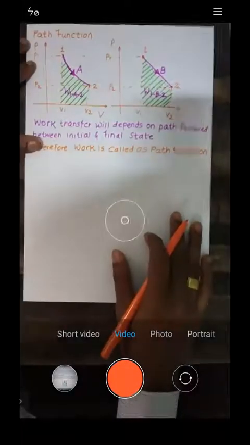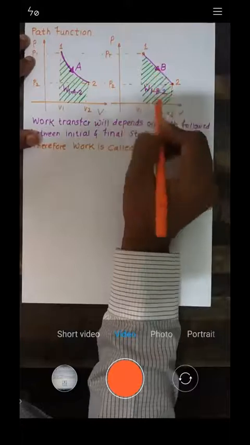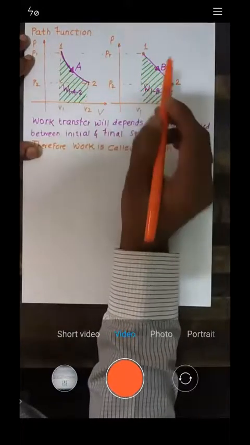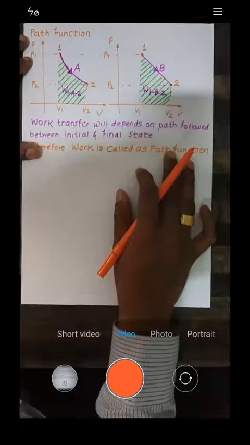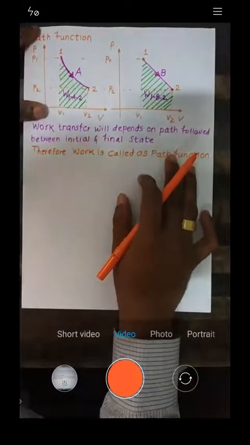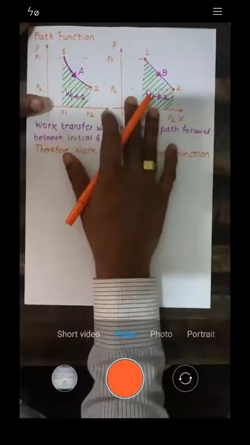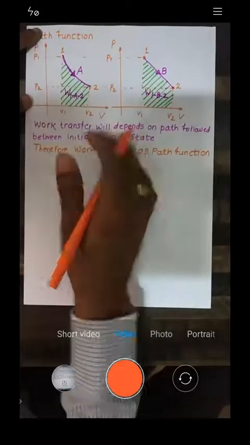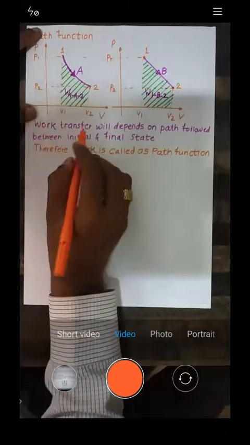Yes. See, why is B in the B case, why are you getting more work? The process is different. Right? So now see, let me clear you. See this. What I talk about work.